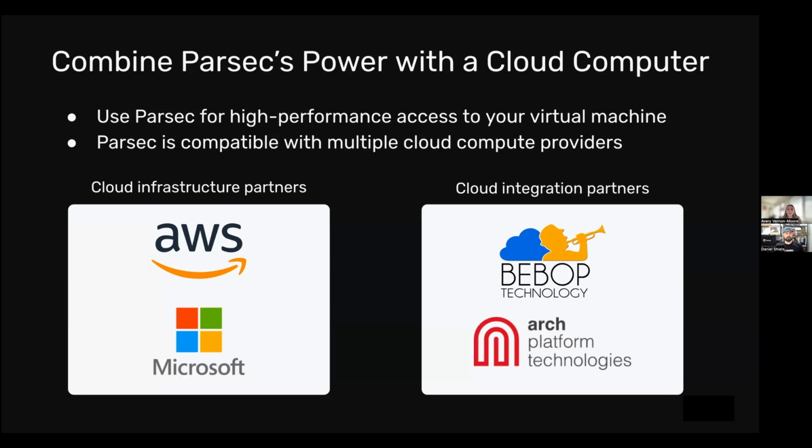And for companies that don't want to go through that process of going to the marketplace, picking the AMI, installing the software, configuring the network, and all of that on their own, we've also partnered with Bebop Technologies and Arch Platform Technologies who can handle that process of cloud integration for you. So again, there's a lot of cloud options out there.